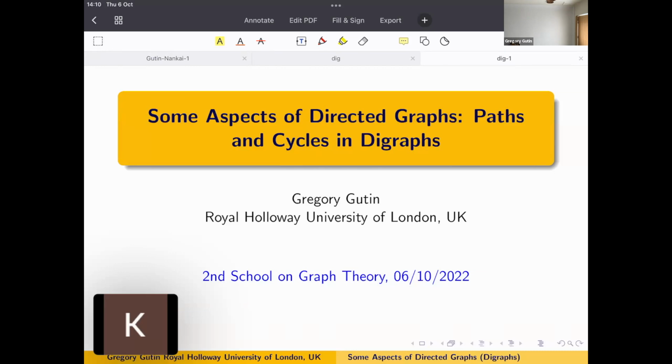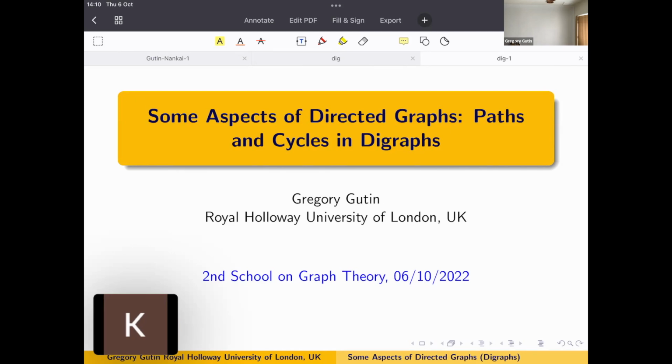But then we needed to be even more selective about what to include and what not to include, because the area became huge, and it's still growing very quickly. It's very difficult now to give a comprehensive account of this area. So I thought, what to do? And then I decided that I will cover paths and cycles in digraphs.